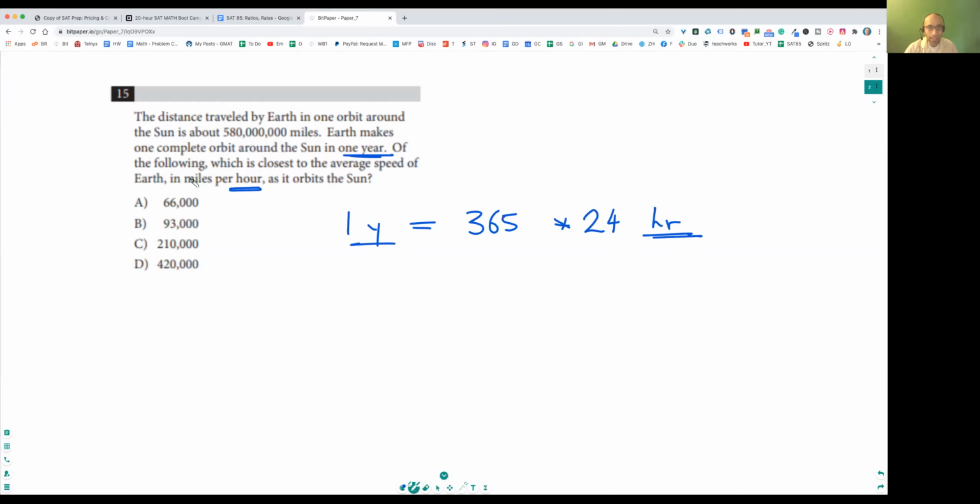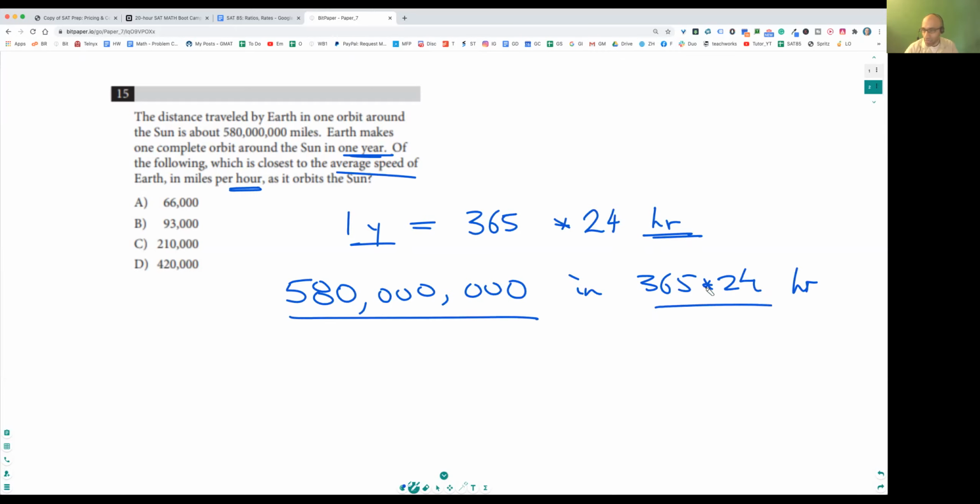And now they're asking, what is the average speed of the Earth in miles per hour, right? So how many miles does it travel? It travels these many miles. So 580 billion miles, right? In 1 year, but I'm gonna write it down as 365 times 24 hours, right? So all you're gonna do for the speed, you've got the distance and you've got the time, right?